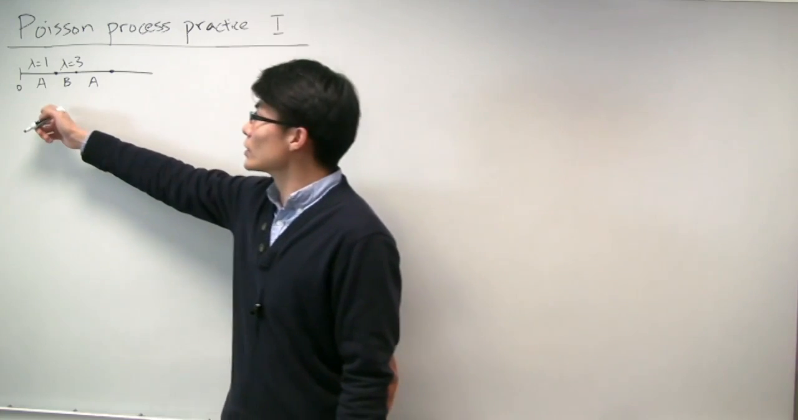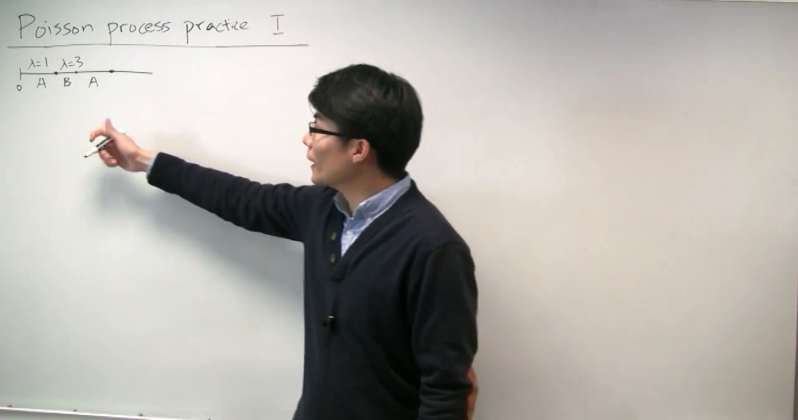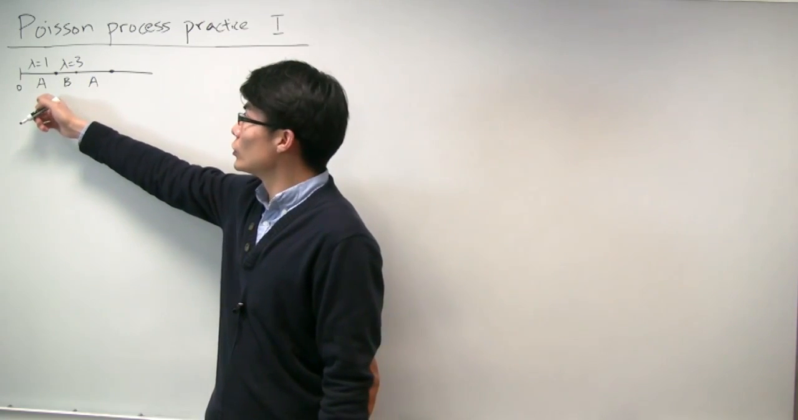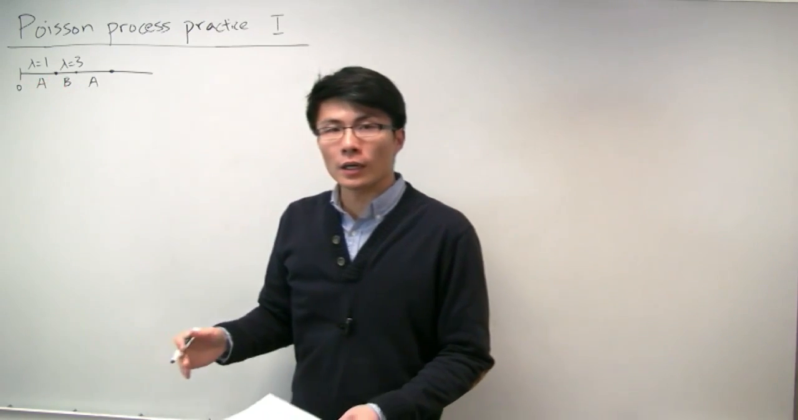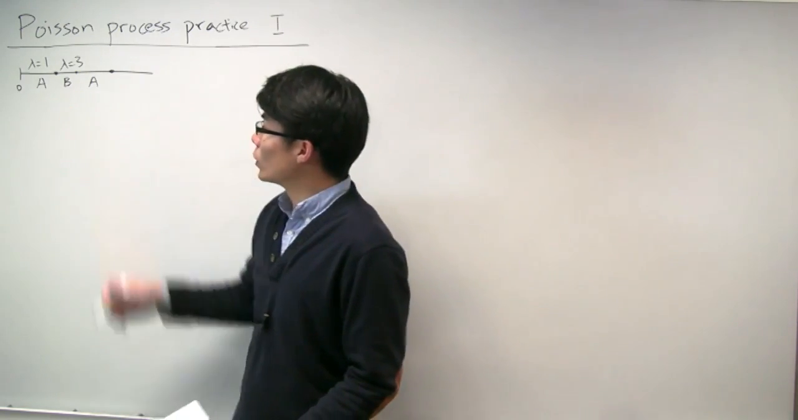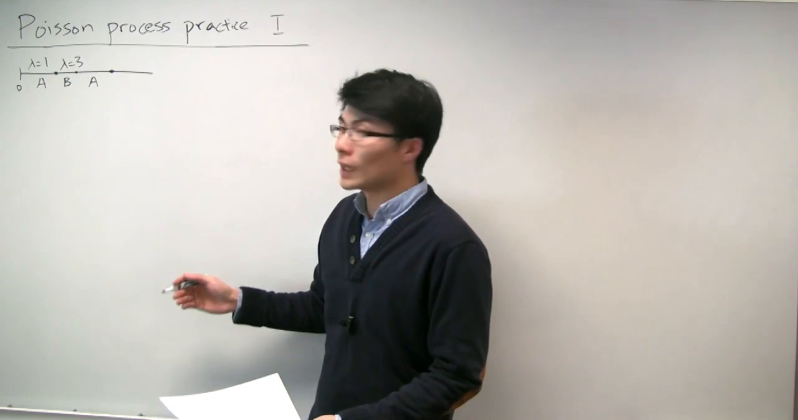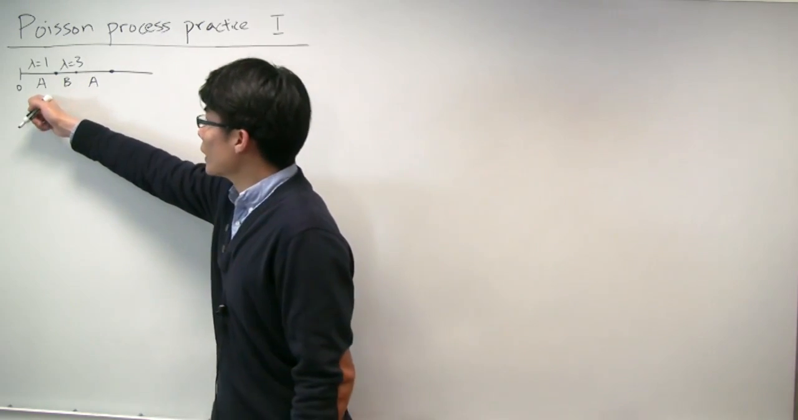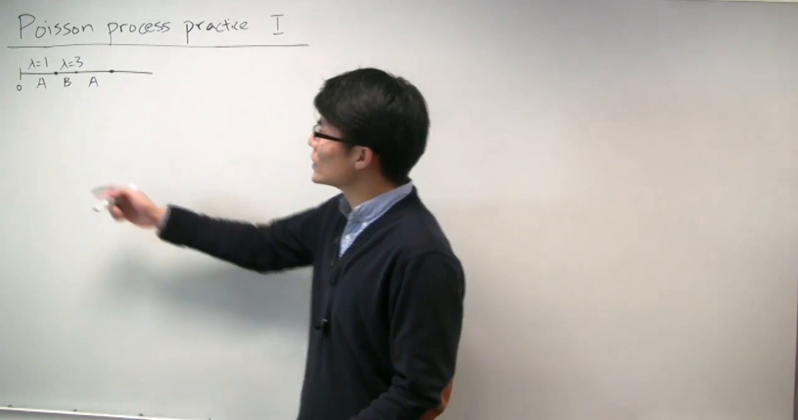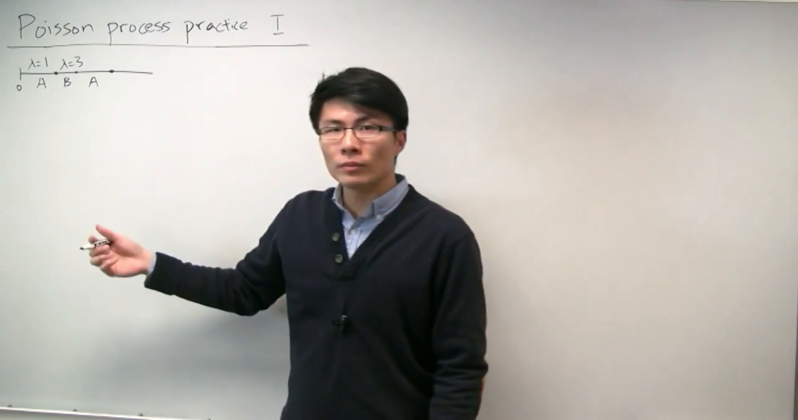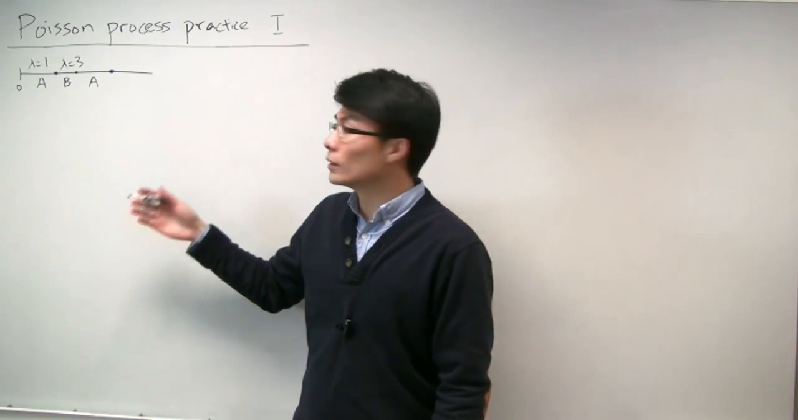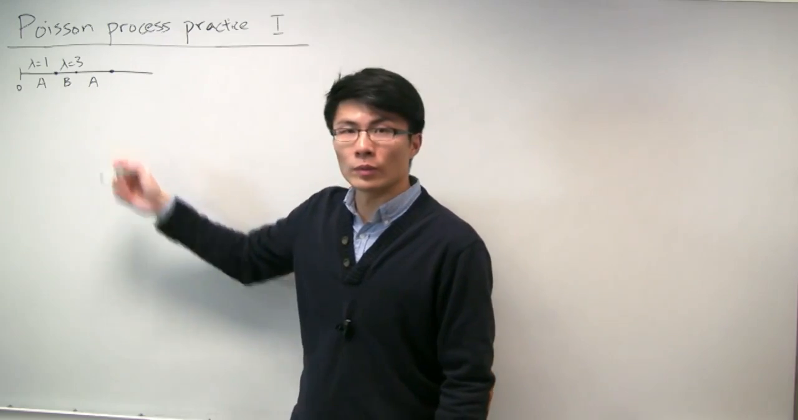The problem also tells us how long each light bulb lasts, and it's random. Type A bulbs last for an exponentially distributed amount of time with parameter lambda equals 1, and type B bulbs last for an exponentially distributed amount of time with parameter lambda equals 3. So type A bulbs last on average longer than type B bulbs. Lastly, how long any given type A bulb lasts is independent of how long any other type A bulb lasts, and also independent of how long any type B bulb lasts. The same is true for type B bulbs.